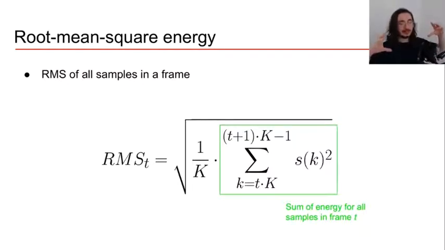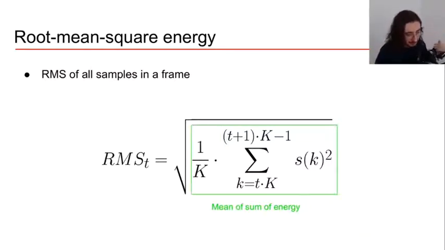And then once we have this sum, what we want to do is take the mean of the sum of the energy, and we'll achieve that by dividing the sum of the energy by the frame size, which is the number of samples that we have in the given frame. And after we've done that, we just apply the root over here, and that's it. So basically we have the root mean square energy.